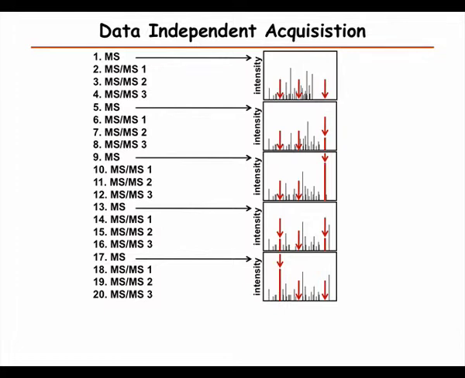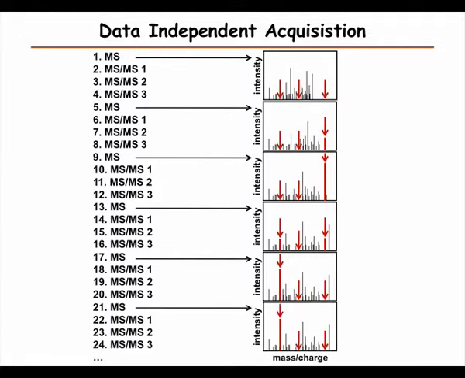So even if you don't see anything in the survey scan, you might be able to get a decent fragment spectrum in MSMS, and that's why when you do targeted mass spectrometry, you can get much higher sensitivity. And you also get much better quantitation because you follow the peak and the fragment at many points across the peak.